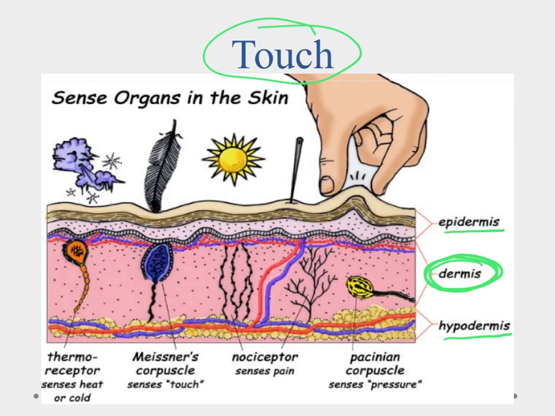And it is in here where we find our different sense organs for the skin. So we can have thermoreceptors, which are going to sense heat. We'll have a Meissner's corpuscle, which senses touch. We have the nociceptor here, which will sense pain. And then we have the Pacinian corpuscle here, which senses pressure.